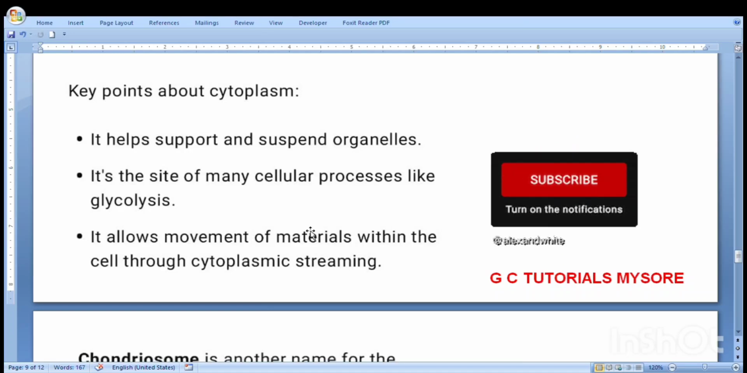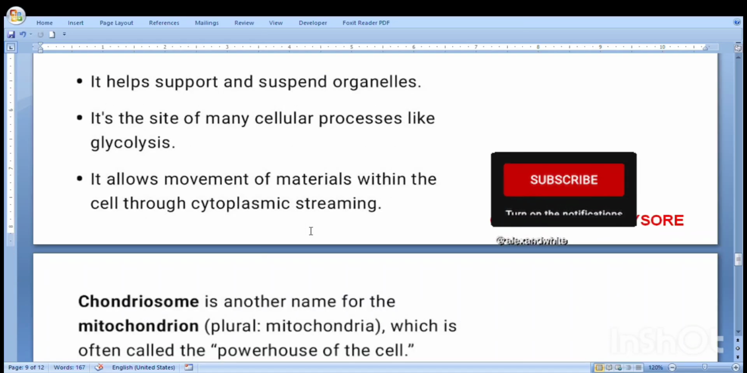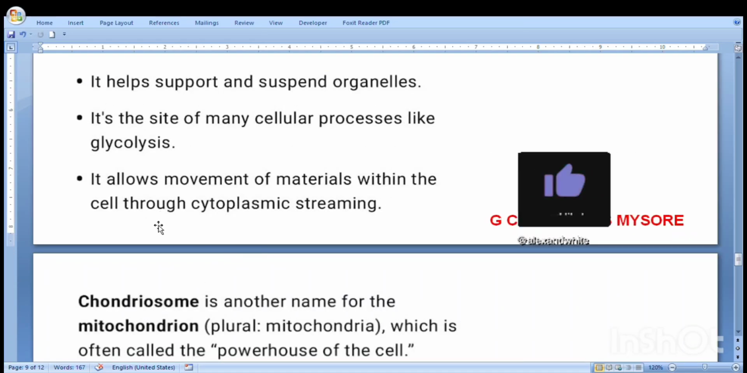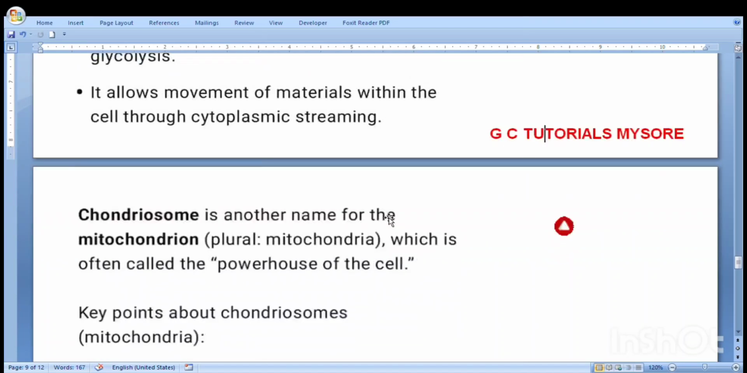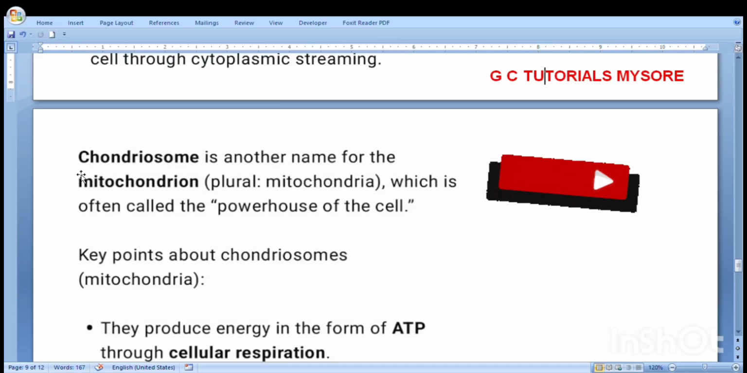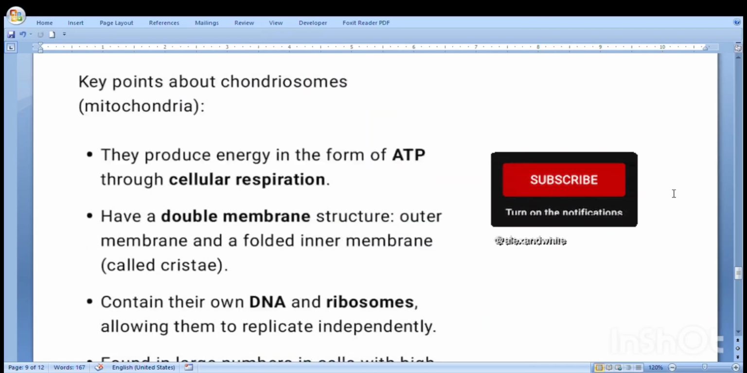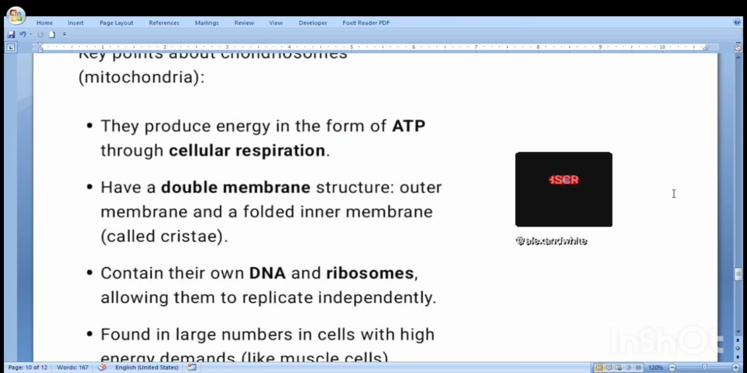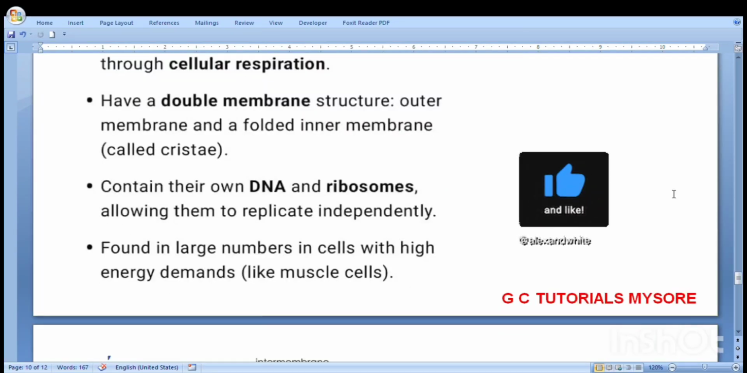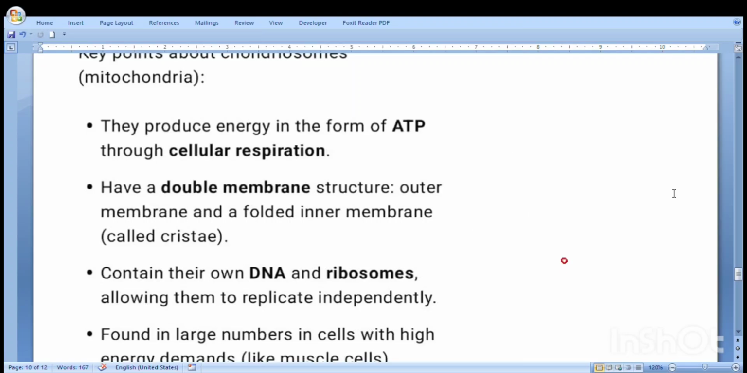Next we come to the point I already told you. It allows movement of materials within the cell through cytoplasmic streaming. I explained about chondriosome also. This is also known as the mitochondrion, the powerhouse of the cell, and it also contains its own DNA and ribosomes. So everything I explained, everything.